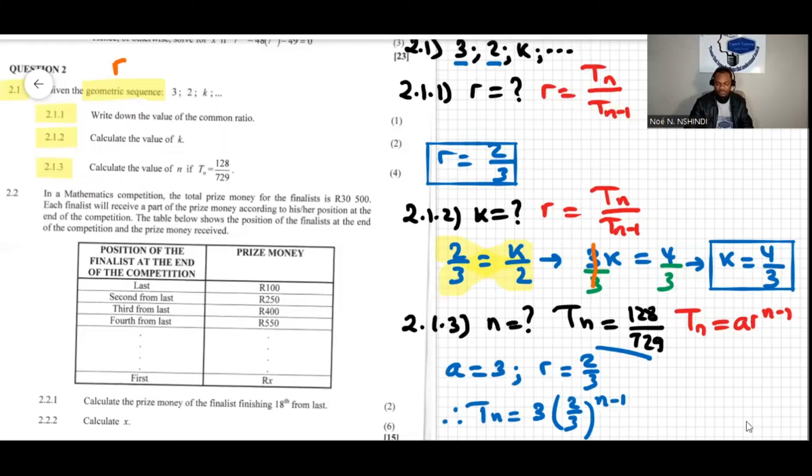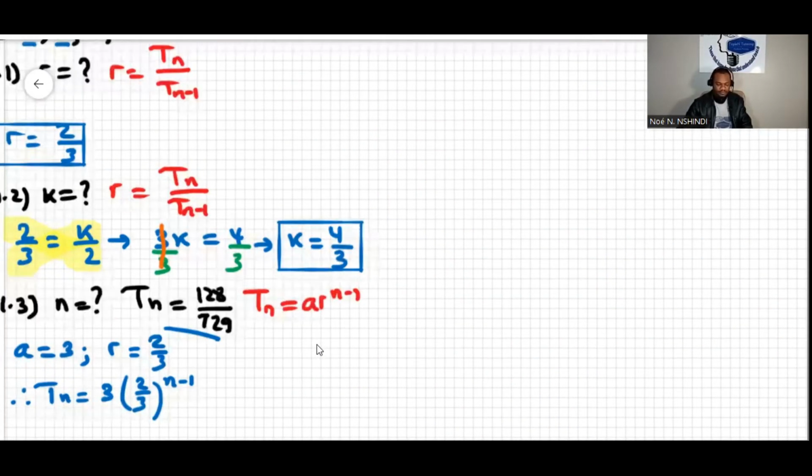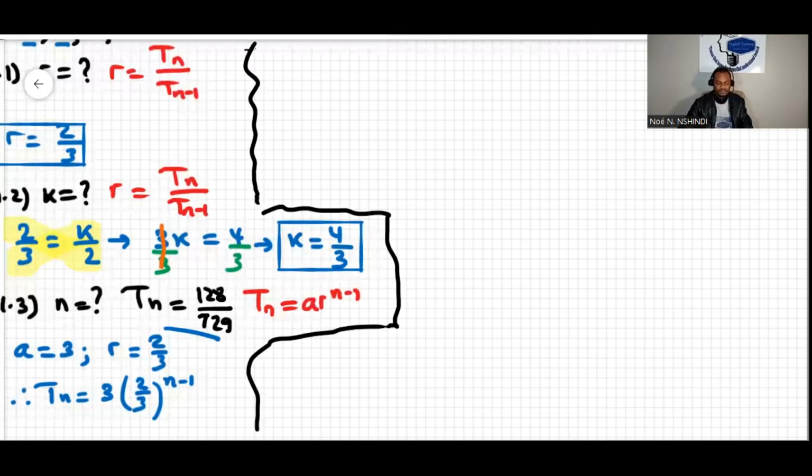So now I'm going to move my board here. Let's just split. I'm going to equate the two Tn's. Tn is that, Tn is also that. In other words, 3 times 2/3 to the power of n minus 1 is equal to 128 over 729. So what can we do here?